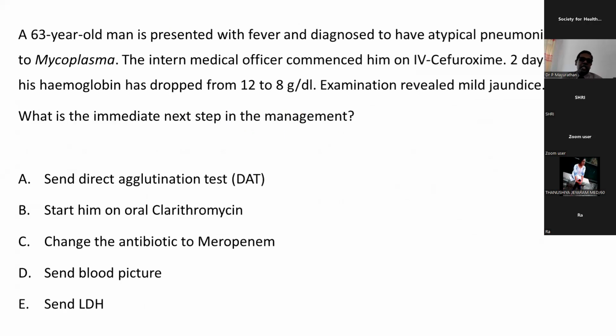The final question: a 63-year-old man presents with fever and is diagnosed to have atypical pneumonia due to mycoplasma. The house officers commenced IV cefuroxime, and the patient was stable for the first 2 days, but 2 days later the patient suddenly started to develop anemia, which is very significant, dropping from 12 to 8, and jaundice was noticed. So what is the next step in the management?